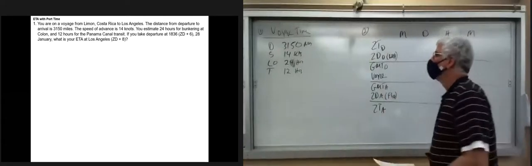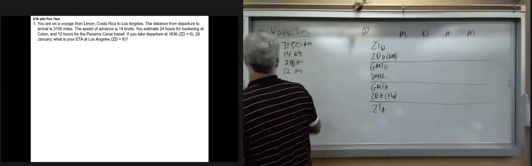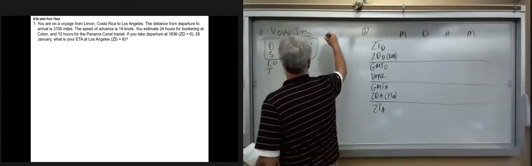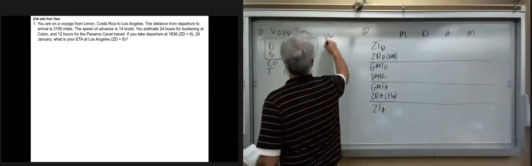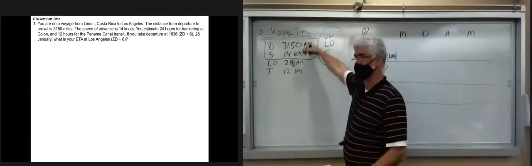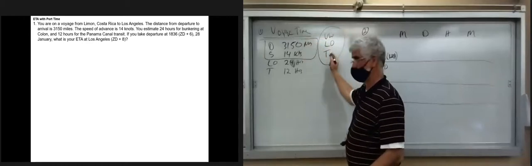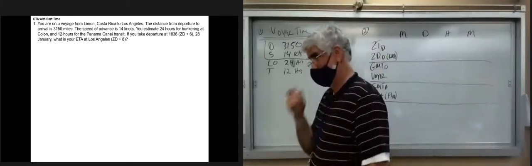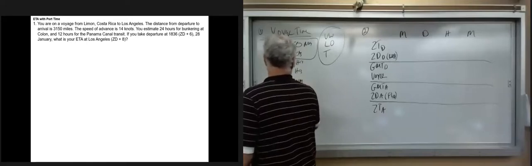All right. So let's attack the first thing first. Let's do the underway time. What is our voyage? Voyage is underway, layover, and transit. We need the underway time, distance and speed, the layover as given, the transit as given. You ready? Here we go. What is our underway time? I've got 3150 nautical miles divided by 14 nautical miles per hour.